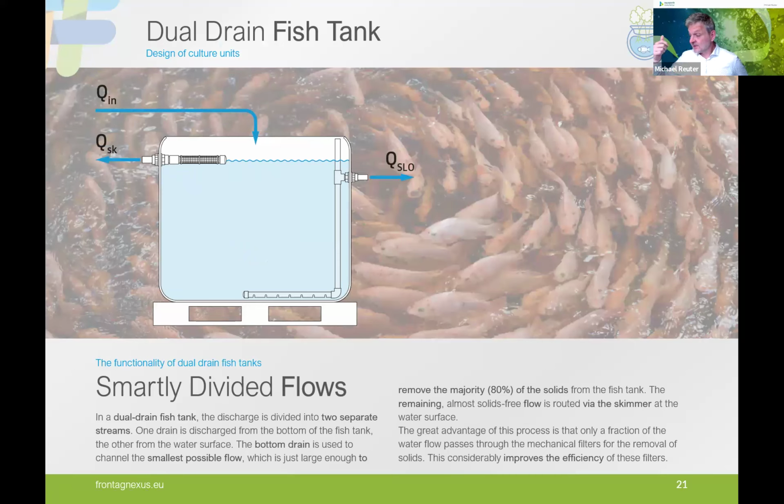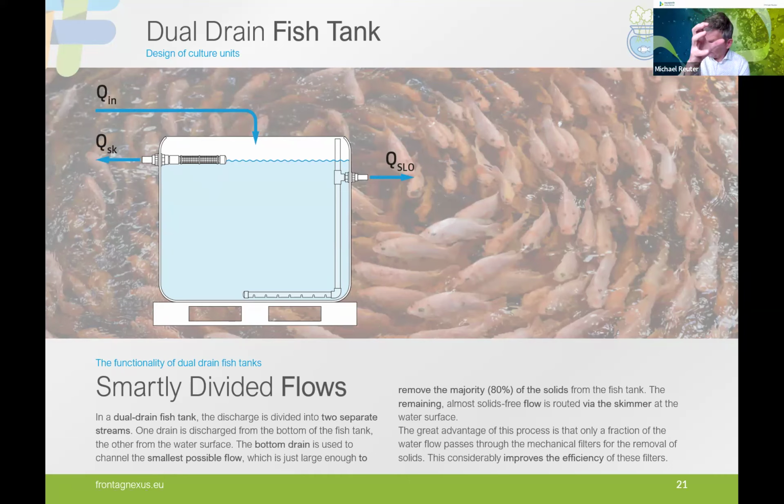Oftentimes, the self-cleaning ability of the fish tank is combined with a dual drain system, meaning that we are sucking only part of the water out at the bottom of the fish tank, and the remaining part with a skimmer on the surface of the fish tank. The big advantage of that is that we only need a small amount of the flow to get all the solids out of the fish tank.